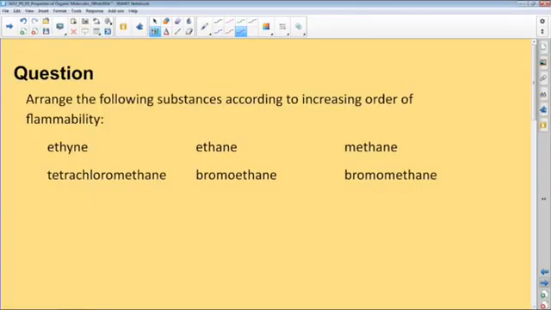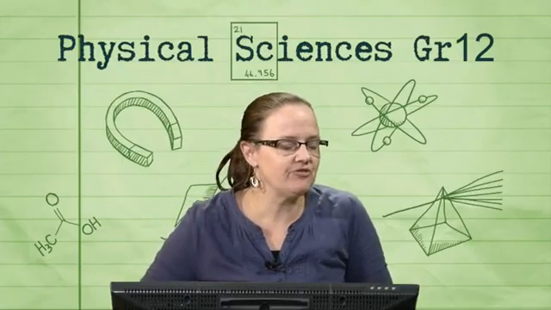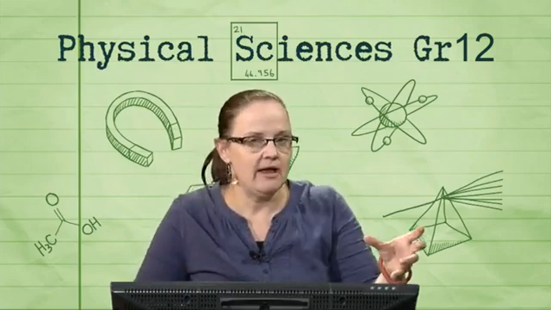Okay, grade 12s, let's hit this last part together, okay? So I have a quick question for you. I'm not going to give you a lot of time on this one. I want you to arrange the following substances according to increasing order of flammability. Now, we haven't dealt with flammability, but I want you to think about what it means if I say something's flammable and what that would mean for the intermolecular forces, okay?